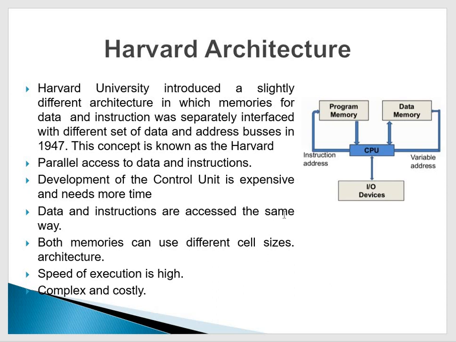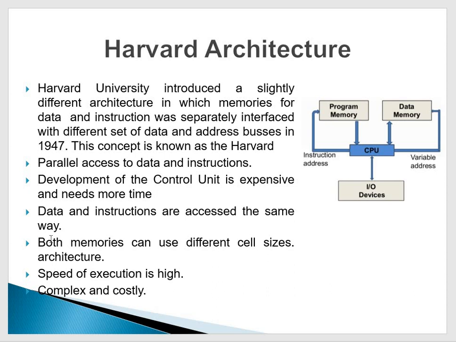The third advantage is that data and instructions can be accessed in the same way. In this case, the data and instructions or opcodes can be accessed in the same way as well. Both the memories can use different cell sizes and architecture. Both memories, the data memory and the program memory, may be of different size, because both are independently accessed by the CPU through independent address and data buses.